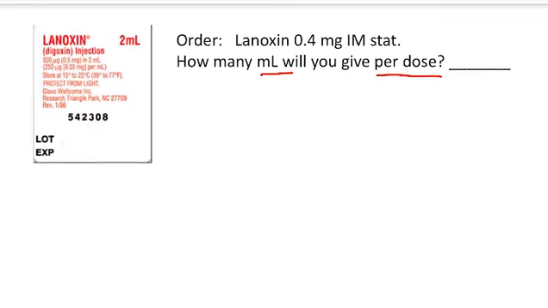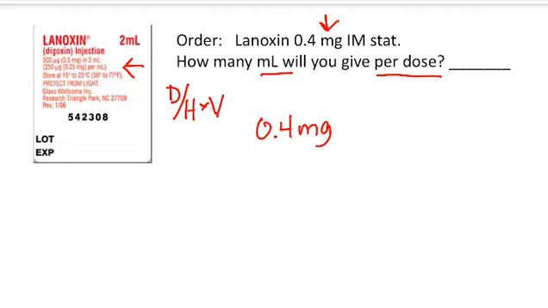Stop and say, what do I need to know to answer that? I need my doctor's order. I need my drug label concentration. This is another D over H times V question. My D, my doctor's order, is 0.4 milligrams. Okay, what do I have? I'm going to go in here. Oh, I see micrograms and I see milligrams. But because my order is written in milligrams, I'm going to keep it in milligrams.